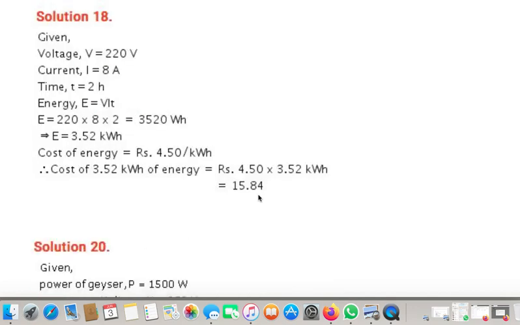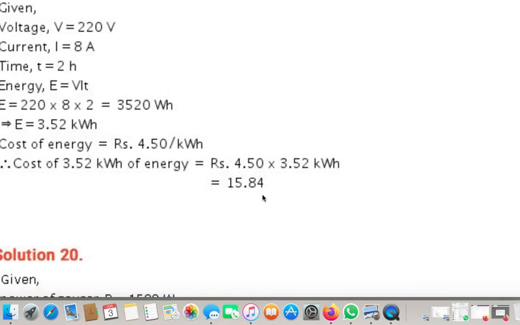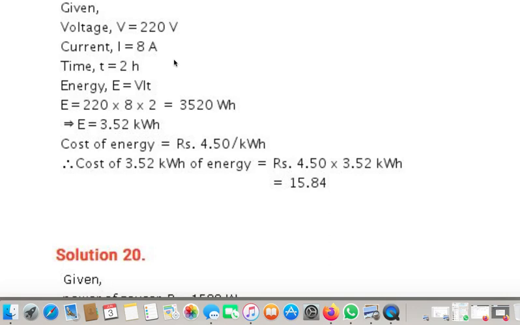In the next question, we are given a voltage of 220 volts, a current of 8 ampere flowing, and the time given is 2 hours. We have to calculate the cost. Be very clear, what do you do for cost? We will first calculate the electrical energy consumed, and we know the commercial unit of electrical energy is kilowatt hour. In the previous numericals, I have already explained this very clearly. So we will first calculate the electrical energy consumed in kilowatt hour, and we have discussed how to convert watt hour into kilowatt hour by dividing it by 1000.